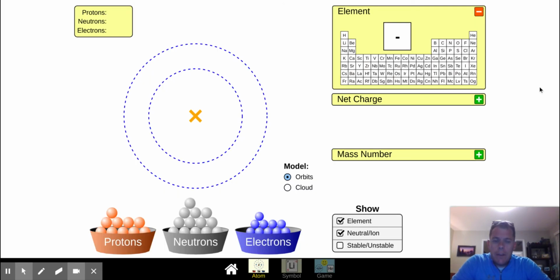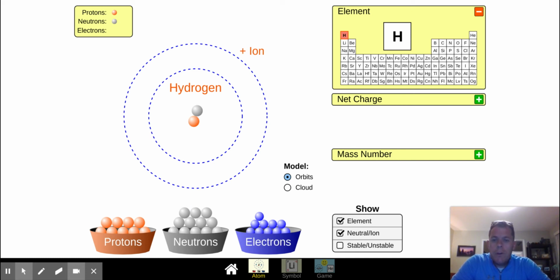So for example, you can see right here the model of an atom. All right, the X is going to be where the nucleus is. The nucleus is the center of the atom. And on the outside, these little blue dashed circles are going to be where the electrons go. Now, you learned in the video yesterday that inside the nucleus are protons and neutrons. Now, protons are positively charged particles. And neutrons are actually neutrally charged, meaning they do not have a charge.